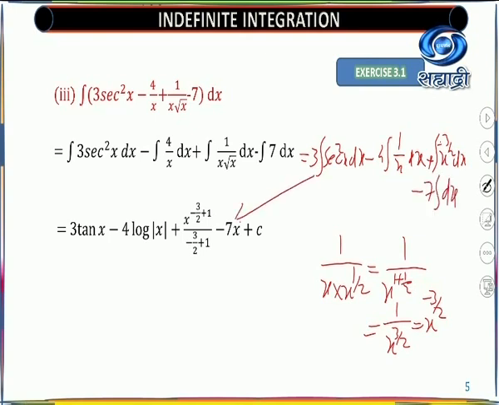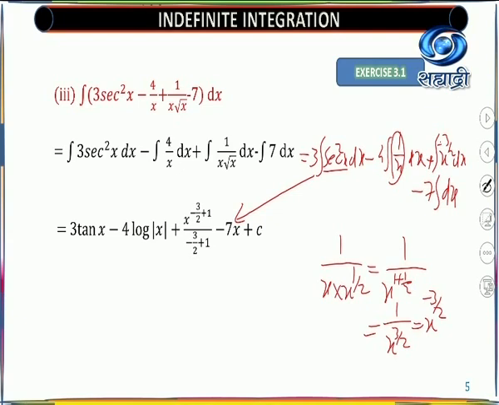After this step, you will get the next step. What is that step? Sec square x is the antiderivative, so you start thinking in the reverse direction. Whose derivative is sec square? It's tan x. So you will get 3 tan x. Minus 4. Whose derivative is 1 upon x? That is nothing but log of mod x. Normally we use mod while writing the integral because we are not able to calculate the log value for a negative number. So we are writing minus 4 of log of mod of x plus.